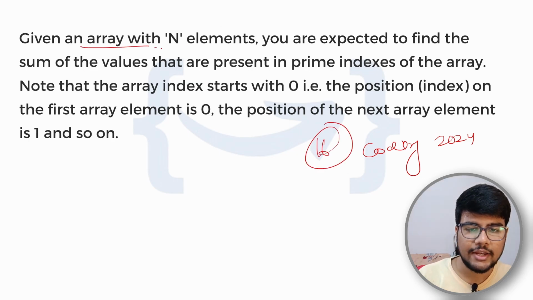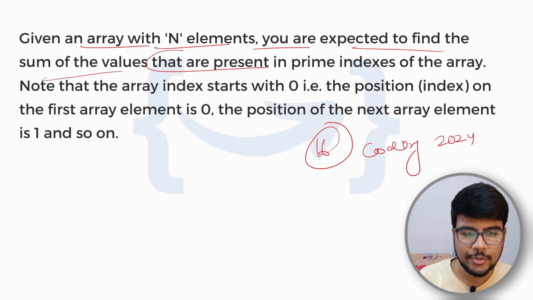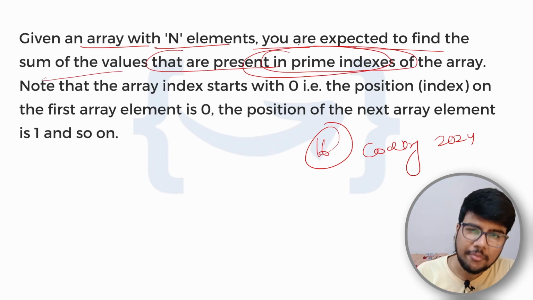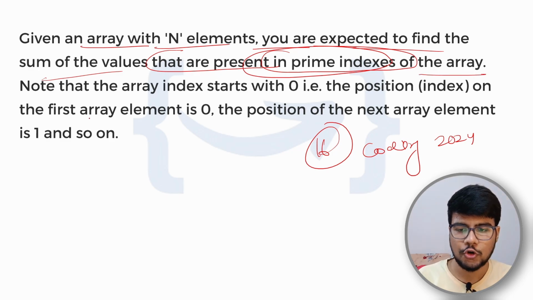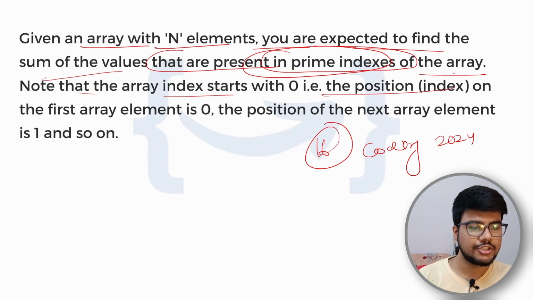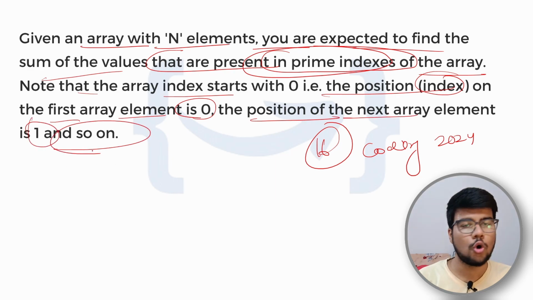So, given an array with n elements, you are expected to find the sum of the elements present at prime indexes. See, how many times this prime type of questions came in the exam? Don't you feel it? Of the array, note that the array index starts with 0 and the position index of the first array element is 0. The position of the next array element is 1 and so on.